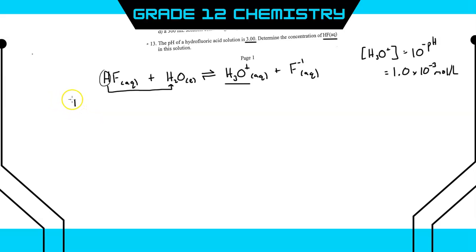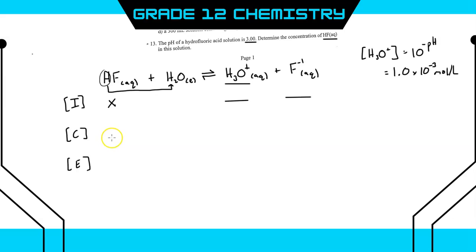So let's do our ICE chart: I, C, E, where initially we don't know how much hydrofluoric acid there is. So let's use that as our X. And we start with nothing for the others.